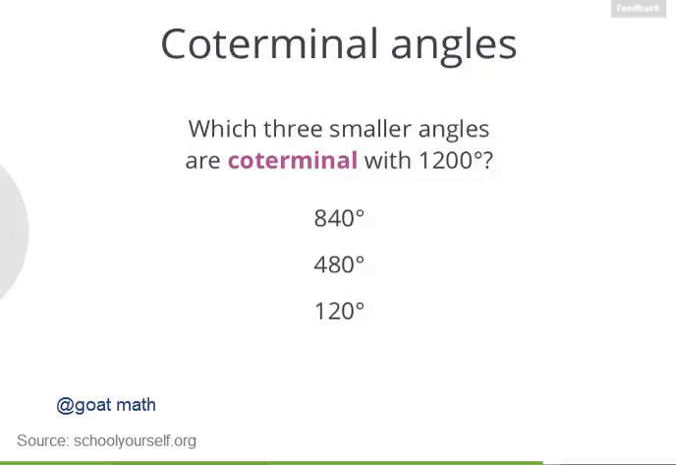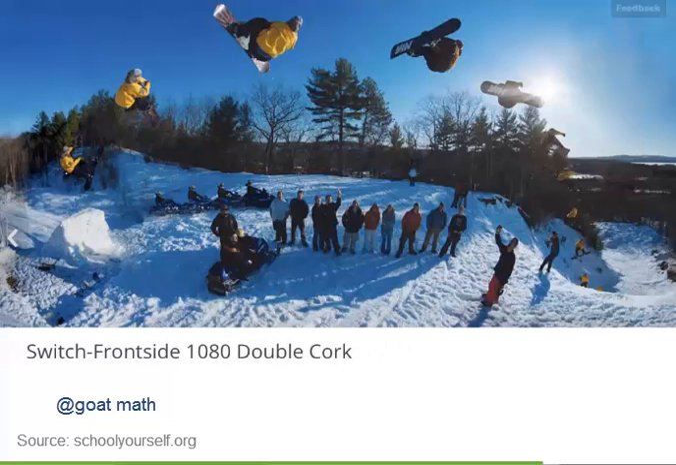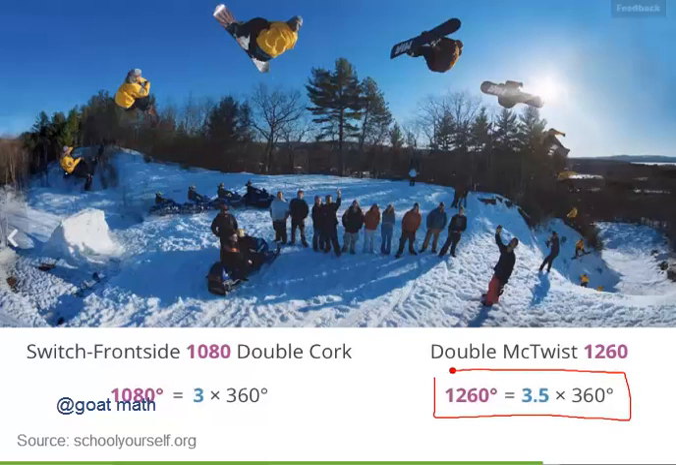Coterminal angles show up a lot in sports, like snowboarding. Perhaps you've heard of snowboarding tricks like the switch frontside 1080 double cork or the double McTwist 1260. So now you know what the 1080 and 1260 mean in these names. It's how many degrees you rotate while you're in the air. Now 1080 degrees equals 3 times 360 degrees. So a trick with a 1080 means you're making 3 full rotations in the air. And 1260 degrees equals 3.5 times 360.